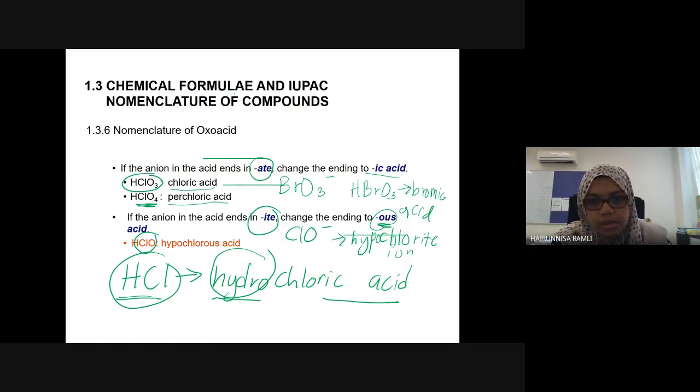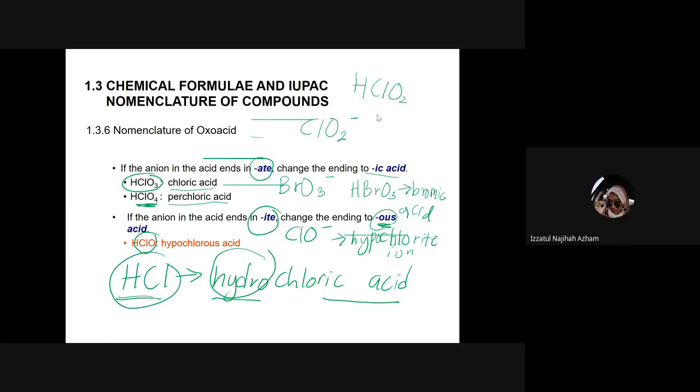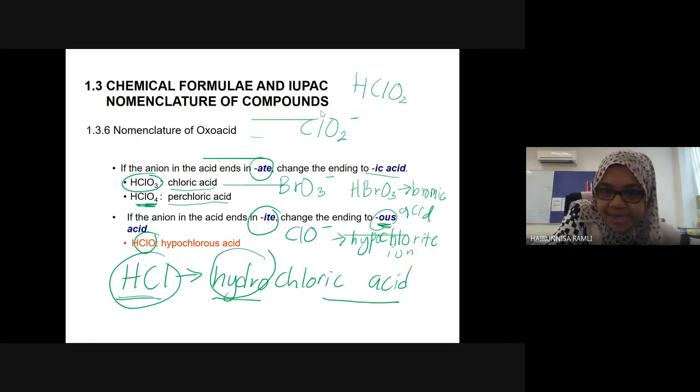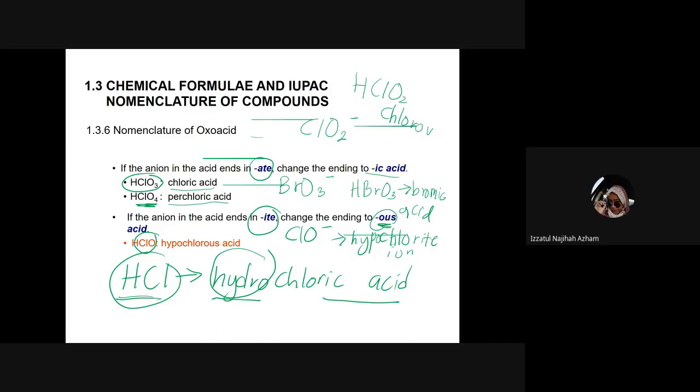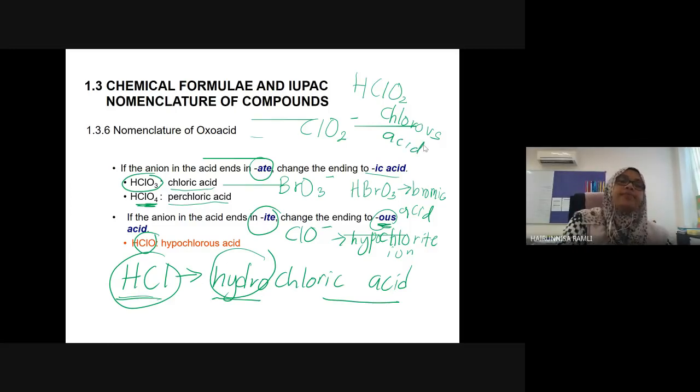For example, you have ClO2 minus, this is the chlorite ion. So we put HClO2. So the name will become? Hypochlorous? Is there hypo? No. This is HClO2, so its name is chlorous acid, without hypo, because its ending is ITE. The original ClO2 is chlorite ion. Okay, so far can you follow?